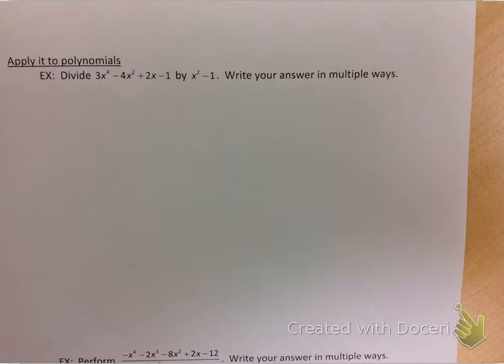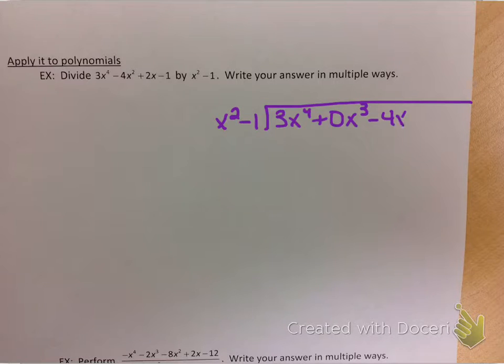So now we're going to try that process with polynomials. The process is the same. It's got the same 4 steps in it. The only tiny little difference is that we're going to do the division step a slightly different way. Okay, so I'm going to set this up. I'm going to do x squared minus 1, and I'm going to divide it into 3x to the 4th plus 0x cubed minus 4x squared plus 2x minus 1.